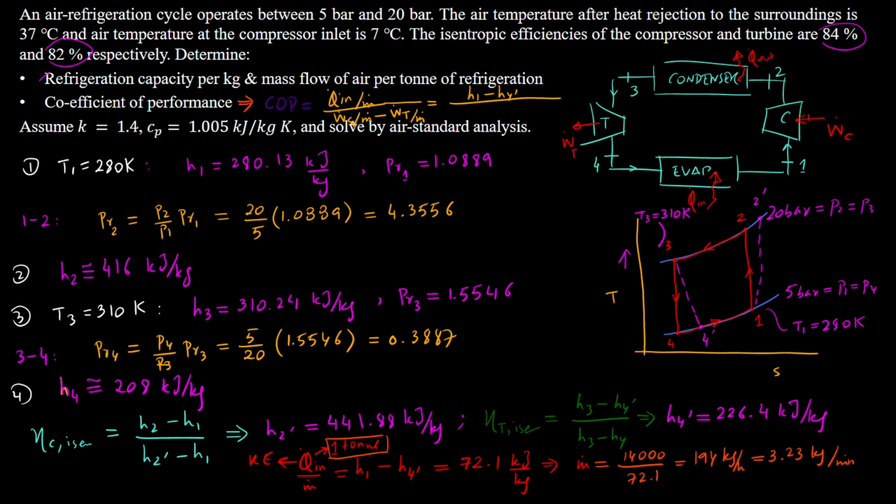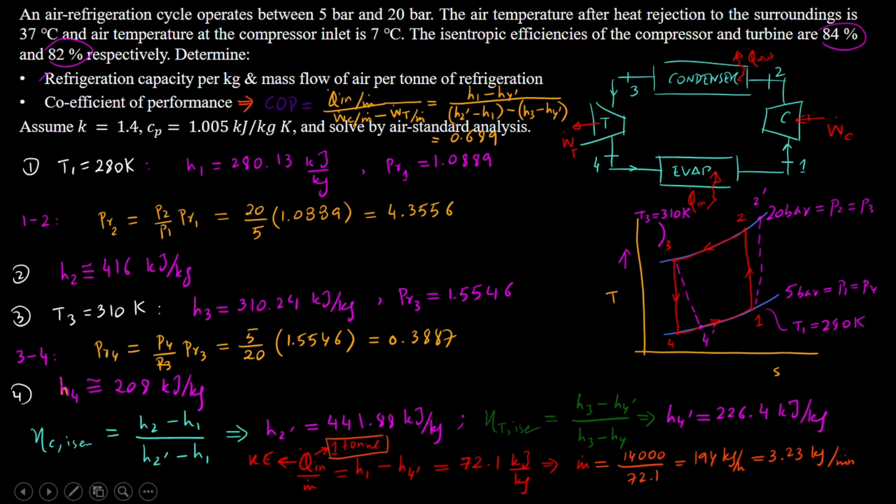And down here, the work done across the compressor is between state 2 dash and 1, so it's H2 dash minus H1, minus, across the turbine we've got state 3 and 4, and this is H3 minus H4 dash. And once we plug in the enthalpies, we're going to find out that the coefficient of performance is really low, because it's just 0.689.